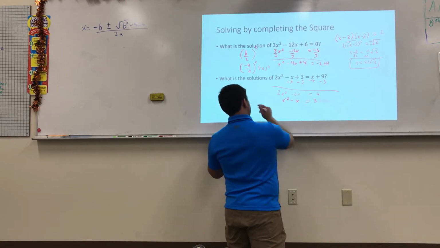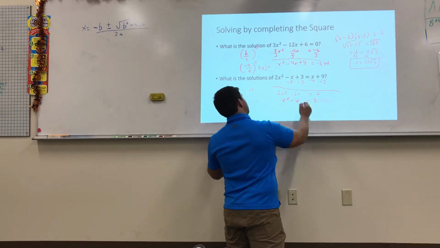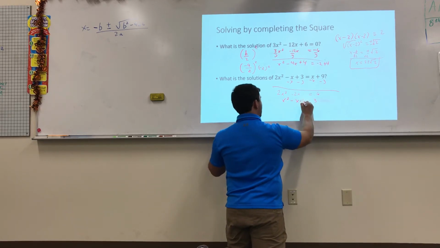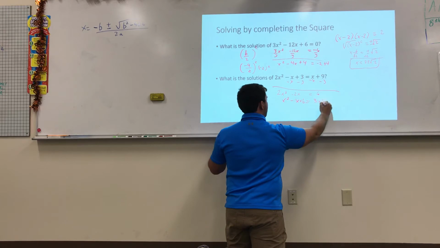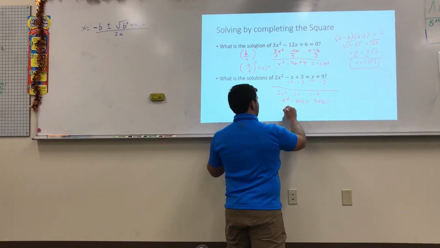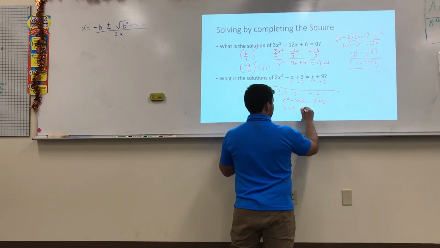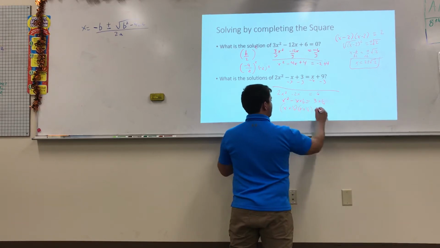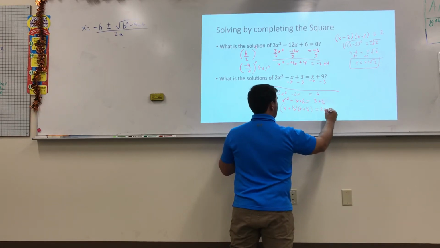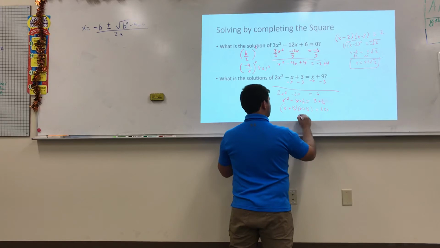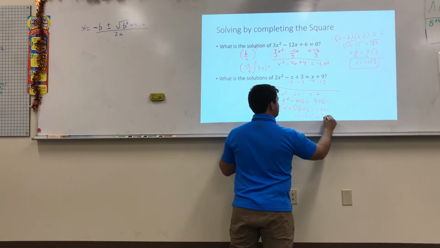Okay. Negative 1. So this is going to be plus 1/4. Plus 1/4. That's going to factor in, get x plus 1/2. And x plus 1/2. This is going to give me 3.25. X plus 1/2 to the second equals 3.25.